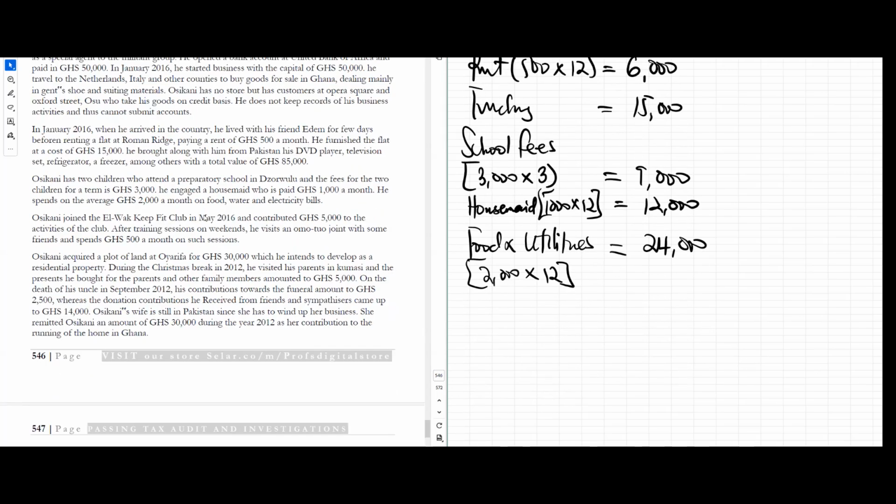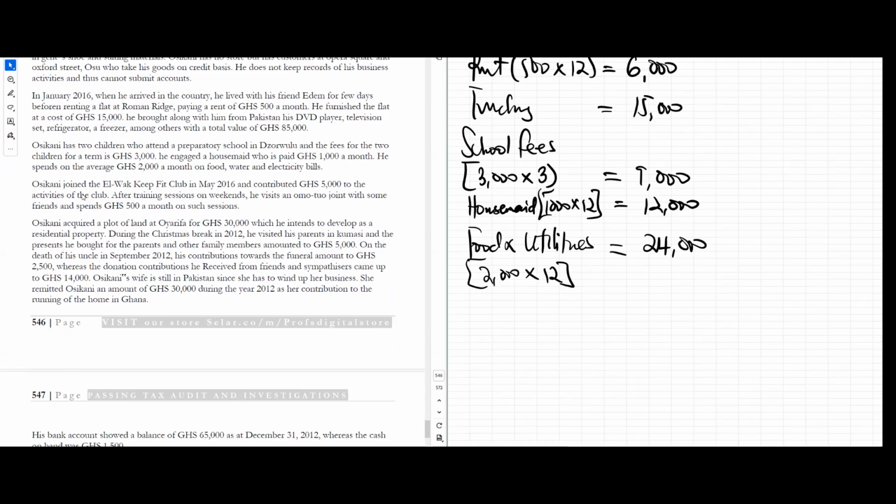So Osikeni joined the Elwa Kifit Club in May 2016 and contributed 5,000 to the activities of the club. So club contribution, how much did he contribute? 5K. It's just a one-off transaction. It's not monthly. They just said 5K, right?